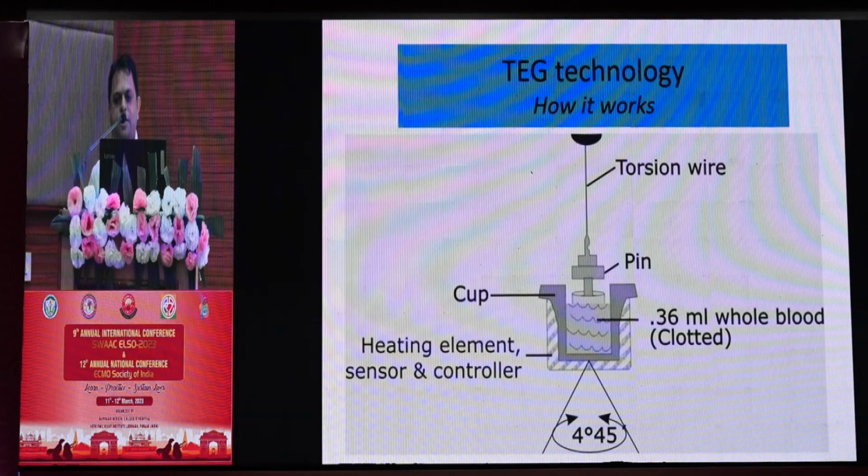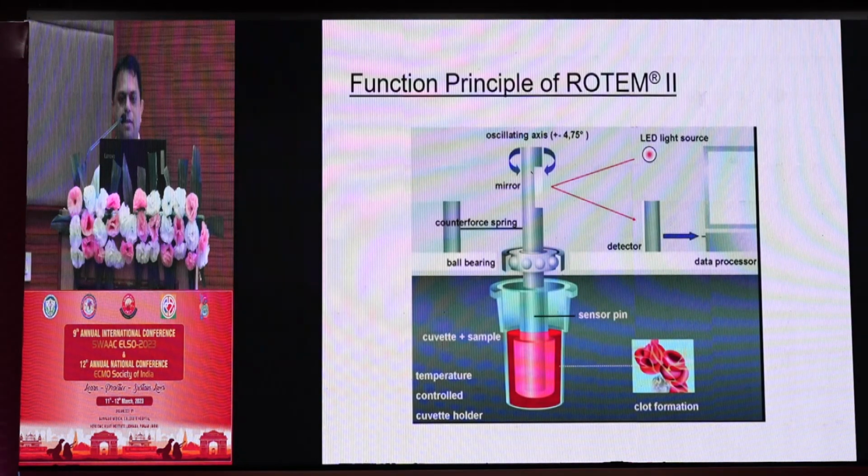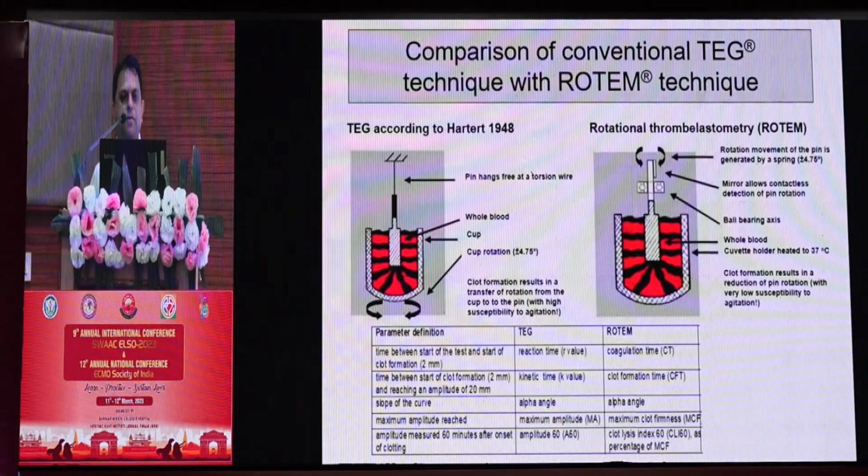The technology is pretty simple. TEG and ROTEM, you just turn them upside down. In TEG, you have a torsion wire and the pin rotates. In ROTEM, it's just the opposite: the cup is stationary and the torsion wire rotates. You have advantages and disadvantages of both.